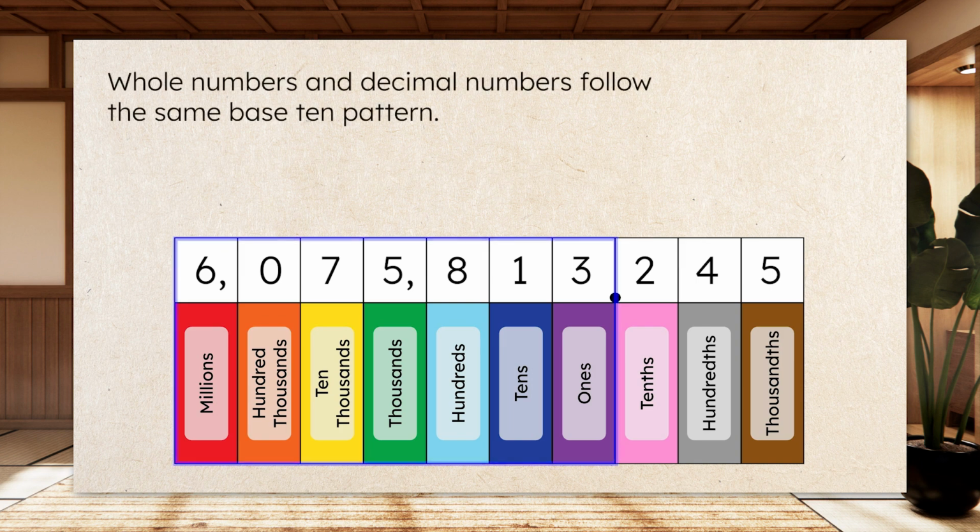But the values of whole numbers are much larger than the values of decimal numbers. For example, the digit 5 appears on both sides of the decimal. On the whole number side, it holds a much greater value, while on the decimal side, it represents a very small fraction of a whole.